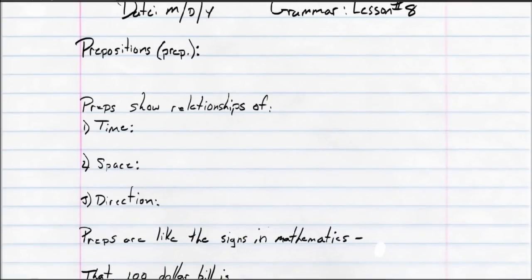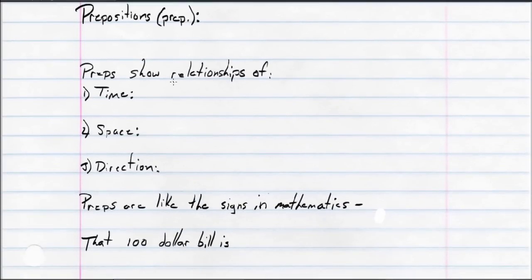I'm going to slide the screen a little bit so we can see this more easily. Underneath that, you have preps show relationships of and a colon, and then we've got 3 different ways here. So watch the spacing, it gets a little bit tricky here. First is time, and then a colon. We'll be using examples to help explain this. Second is space, and a colon. And the third one is direction, and a colon. Skip a space after direction, and then we'll be moving on with the next one. So once again, preps show the relationship of time, space, and direction.